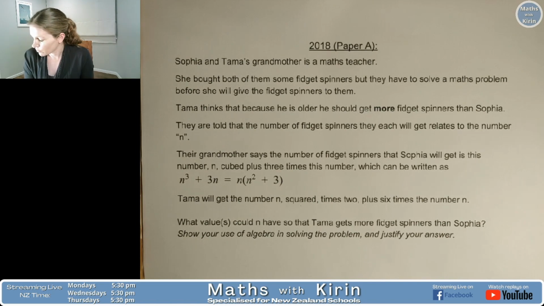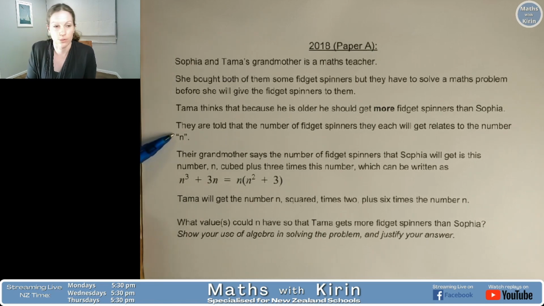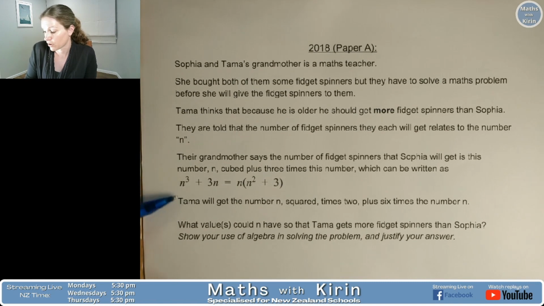The question is asking what value or values could n have so that Tama gets more fidget spinners than Sophia. Show your use of algebra in solving the problem and justifying your answer. Okay, so there's a lot of information up here. That's all the contextual information. The stuff that we really need to work with is in these two paragraphs here.